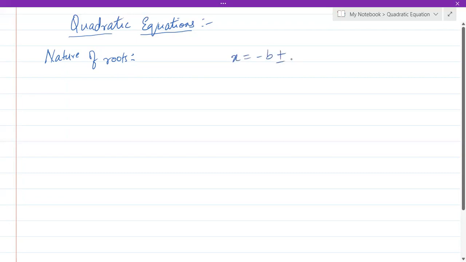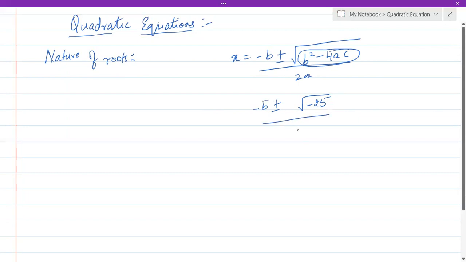It is minus b plus or minus square root of b square minus 4ac divided by 2a. This is the formula to find the roots of the quadratic equation. Now if you observe this b square minus 4ac, if it comes out to be negative, for example minus 25, you cannot proceed further. You have to stop there itself. That's what I had told. If you get a root of a negative number, you cannot proceed.